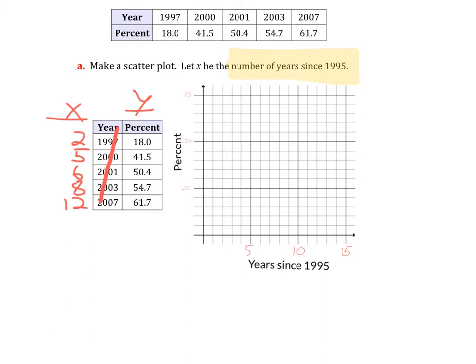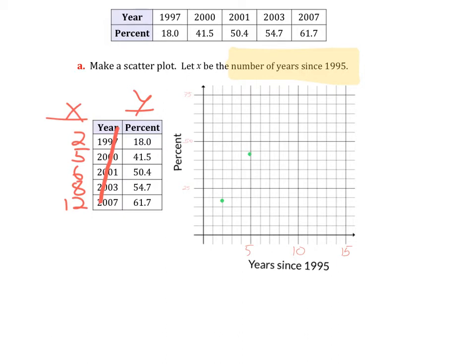We'll go green. Let's do that. All right, so first point is going to be 2, 18. 2, 18 would be just shy of 20, so like right there. 5, 41.5. So 5 and 41.5. Ooh, missed the mark quite a bit there. We'll say it's right about there.